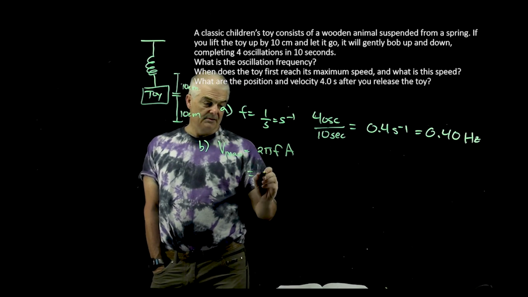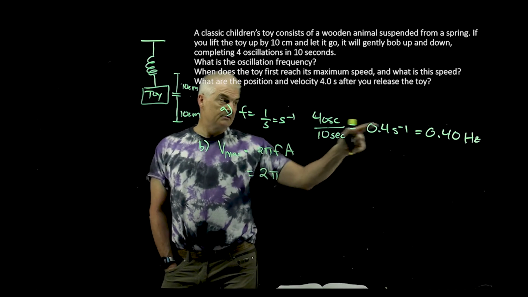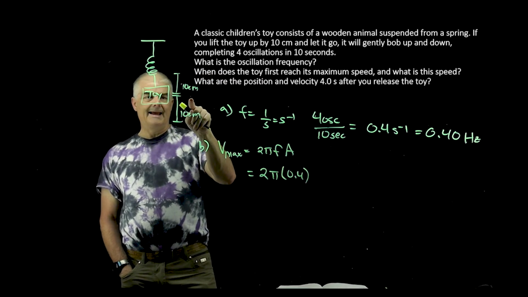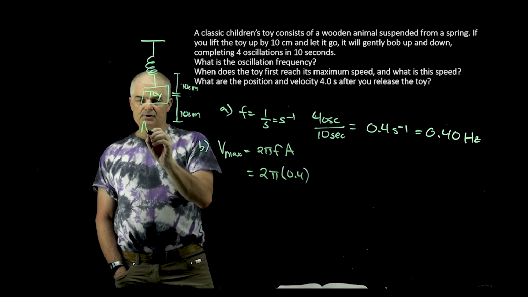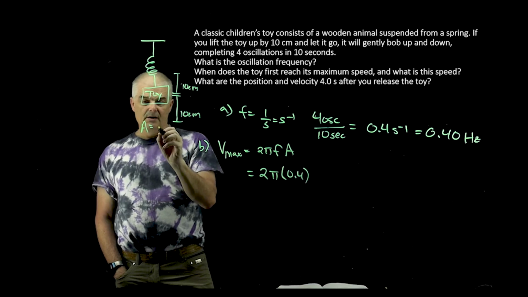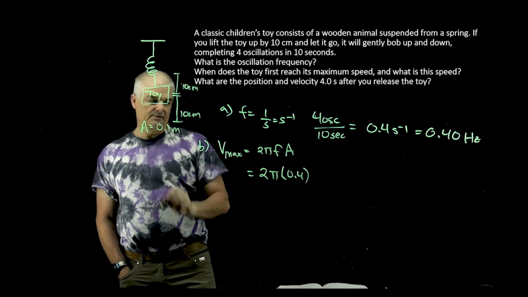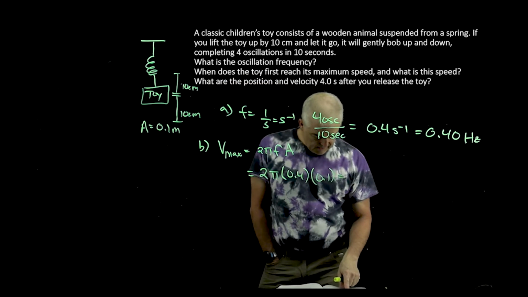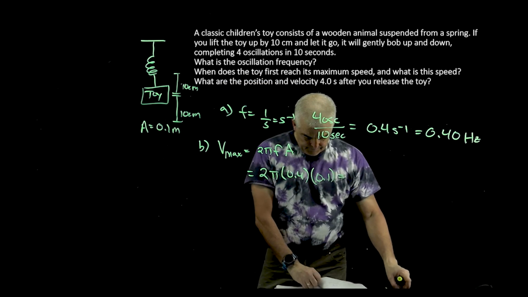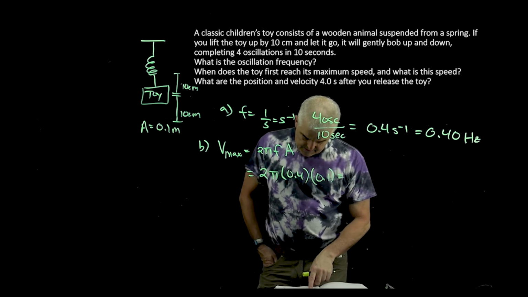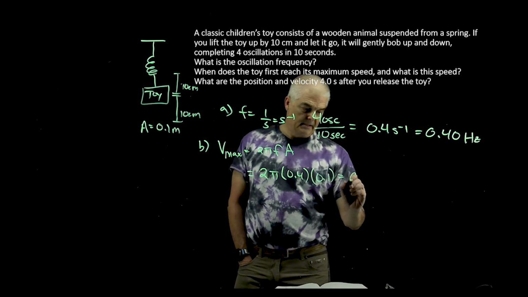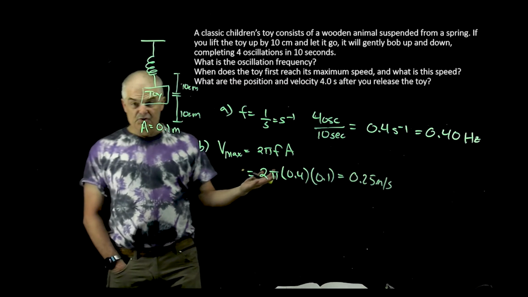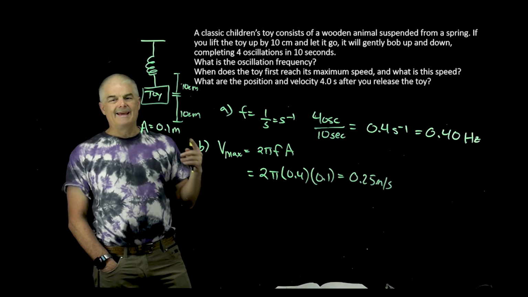What's the maximum speed? So it'll be 2 times pi times my frequency, 0.4. Now, what is the amplitude? The amplitude here is 10 centimeters, but I'm going to put that in meters, or 0.1 meters, right? So the max speed is 0.25 meters per second. I just multiply it out. Super easy, right?